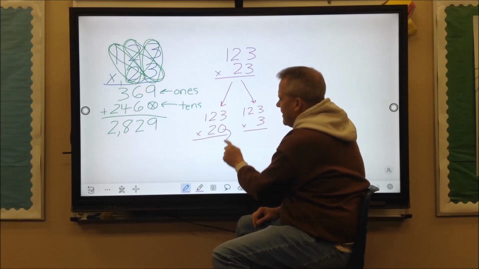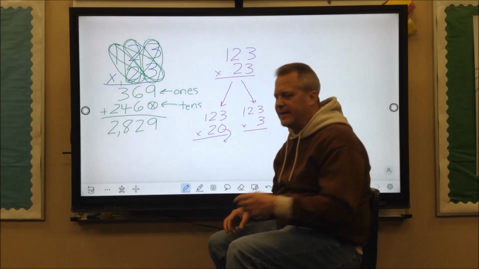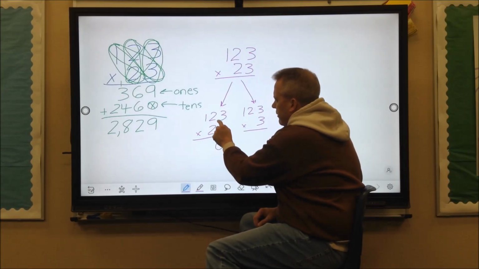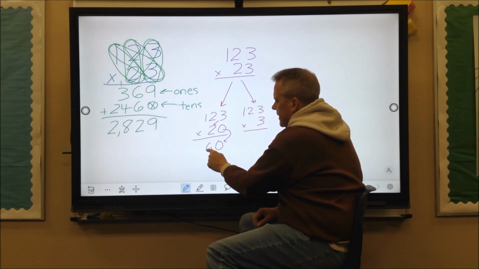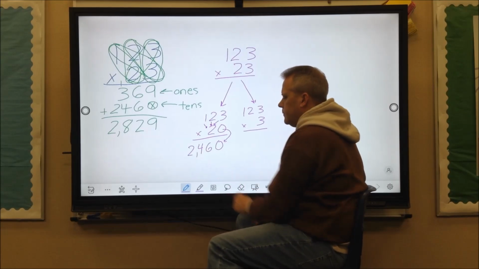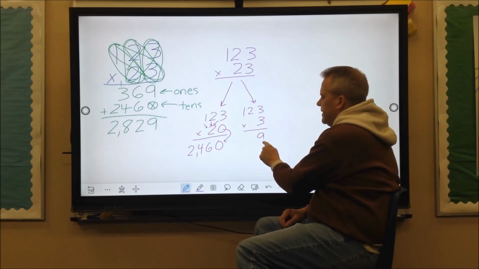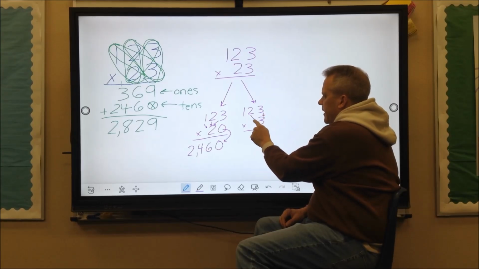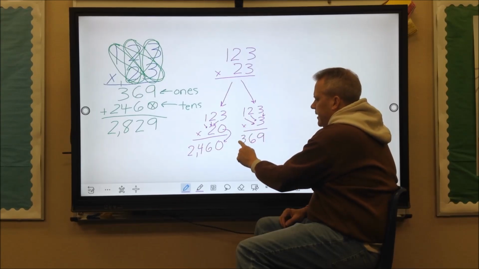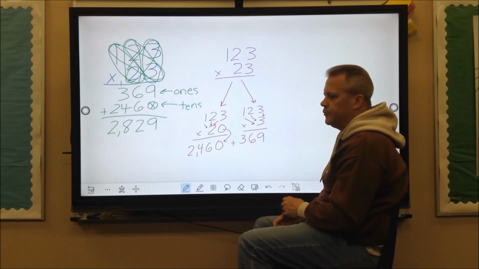Anytime you multiply a number that has a 0 in the ones place, I can just bring that 0 down. So now I go 2 times 3, 6. 2 times 2, 4. 1 times 2, 2. Now I come over here and I work on the ones. 3 times 3 is 9. 2 times 3 is 6. 1 times 3 is 3. And now what I need to do is add up these 2 values.